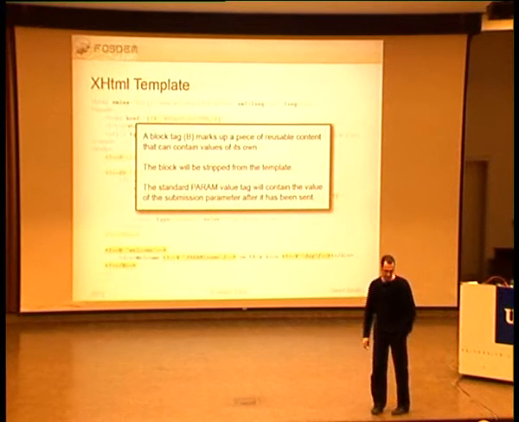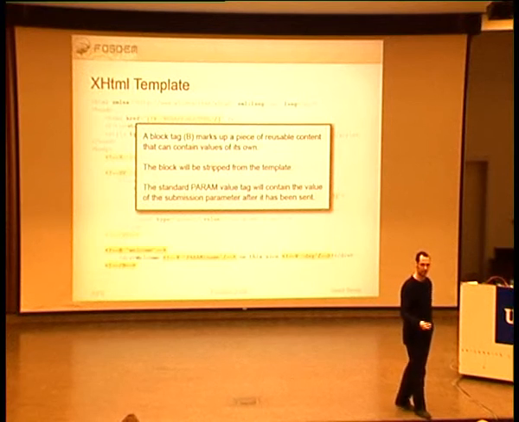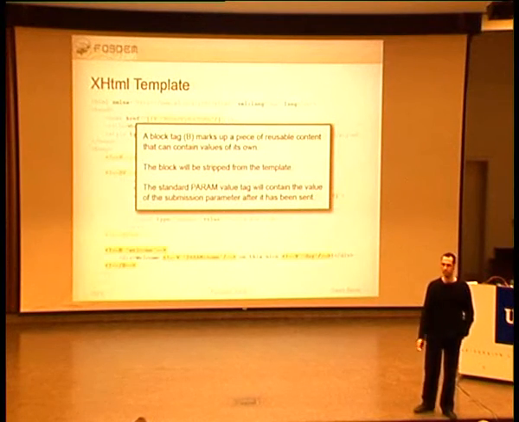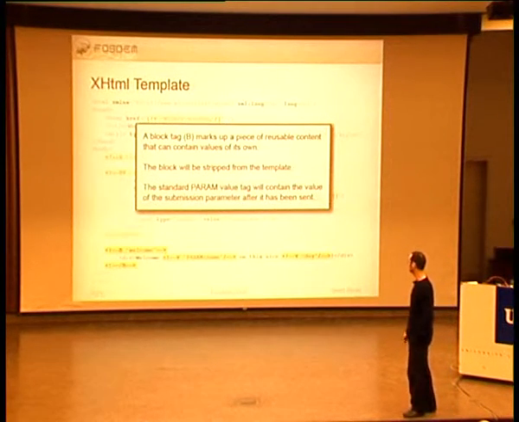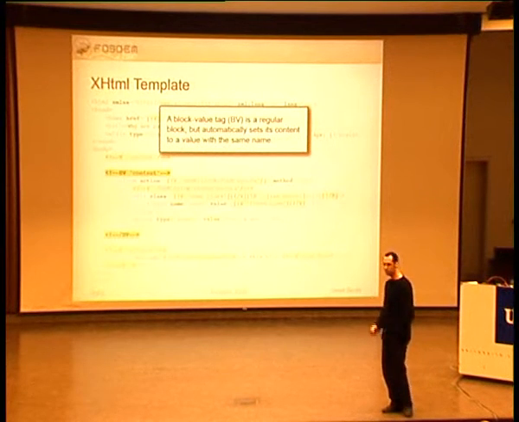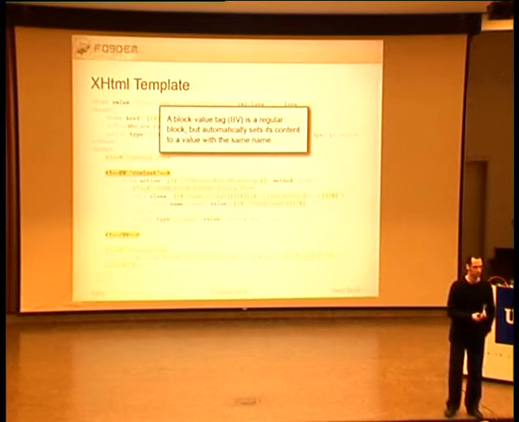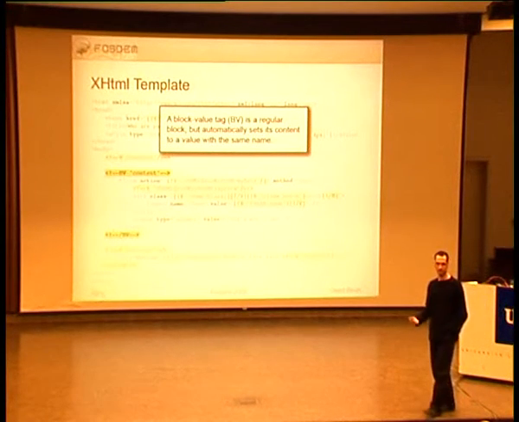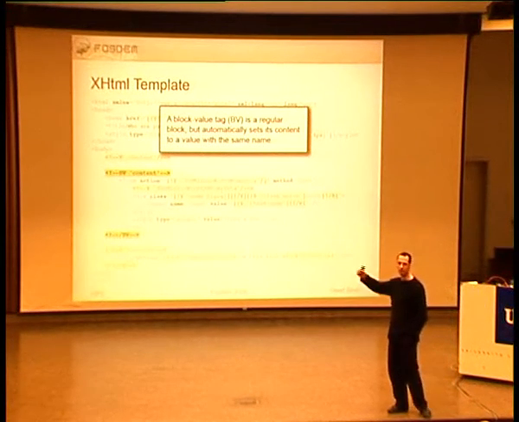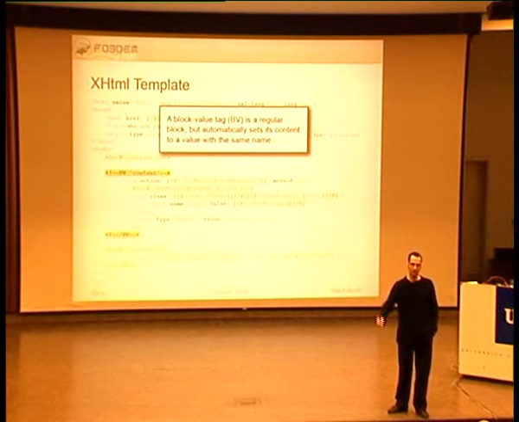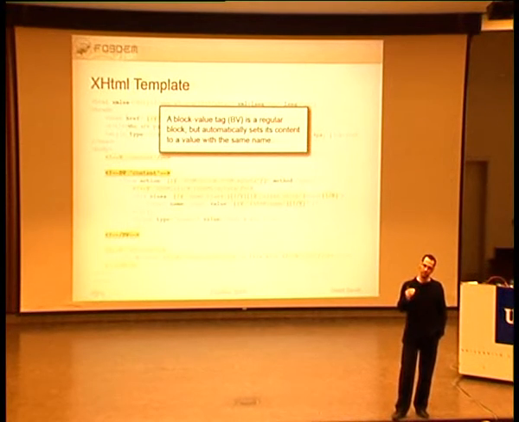And again, there is a standard name to automatically display a parameter that has been sent through the submission, so the name will automatically be filled in there. The third tag, and this is actually most of the tags that you will use, is the block value tag. It's the same as the block tag. It marks up reusable content. But if a value is present with the same name, it will use this content and set it in that value placeholder by default. This is just a default value.